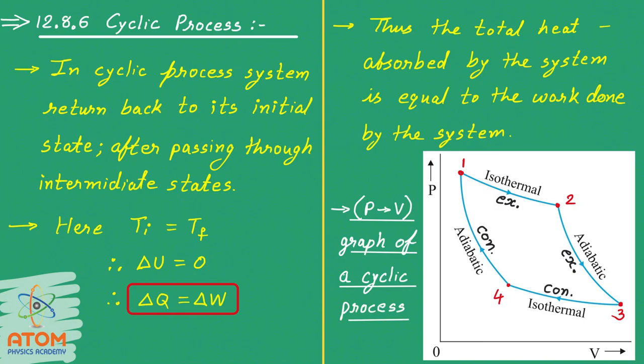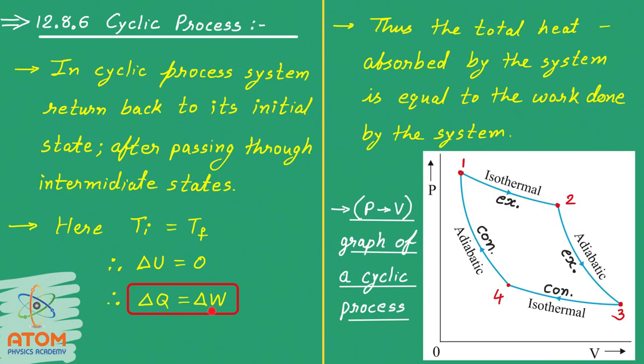Now because here T initial and T final are the same, means the initial temperature and final temperature are the same, so there is no change in temperature, and that's why there will be no change in internal energy as well. So change of internal energy delta U will become 0. Now as per thermodynamics first law, we can write delta Q will be equal to delta W only, because delta U is 0.